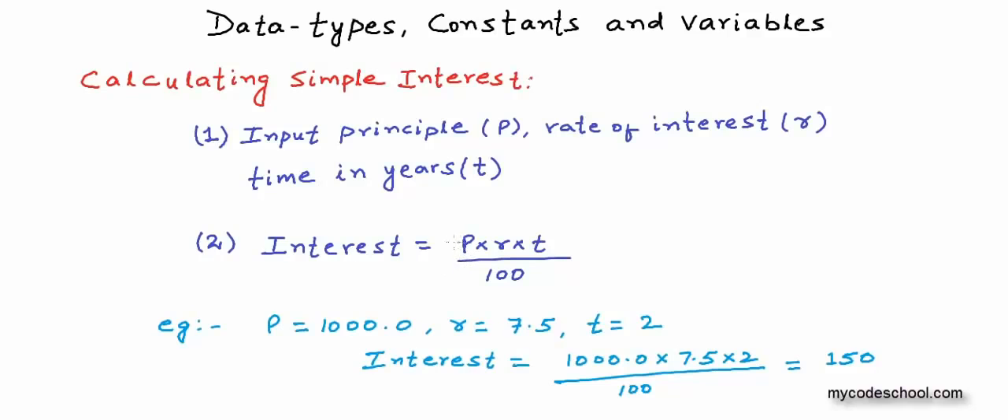If you look at this expression here, P into R into T upon 100, P, R and T here are variables. Variables by general definition are things that can change. In this expression, P, R and T can be anything. 100 in denominator is a constant. A constant is something that won't change. 100 is 100 in any part of the world. We have the concept of constants and variables in programming also.